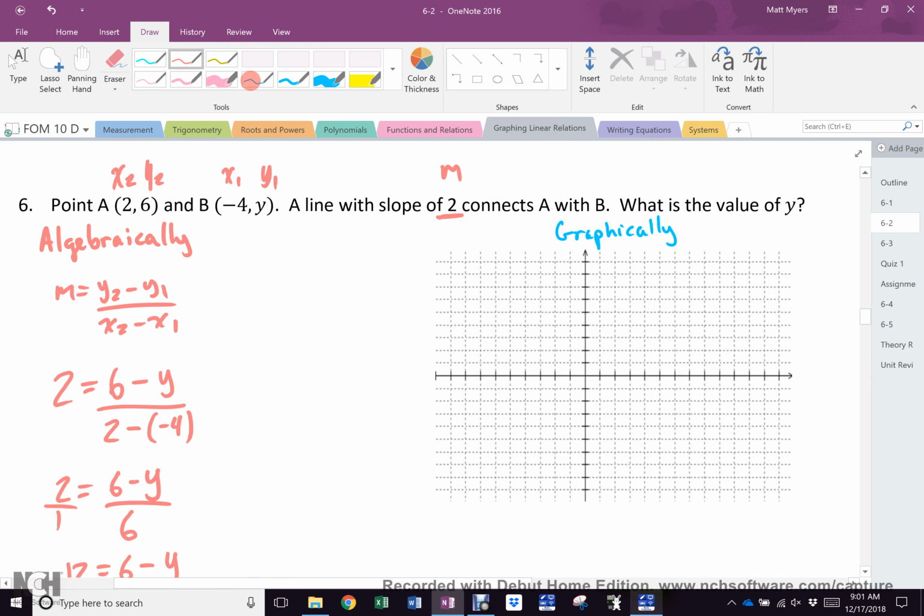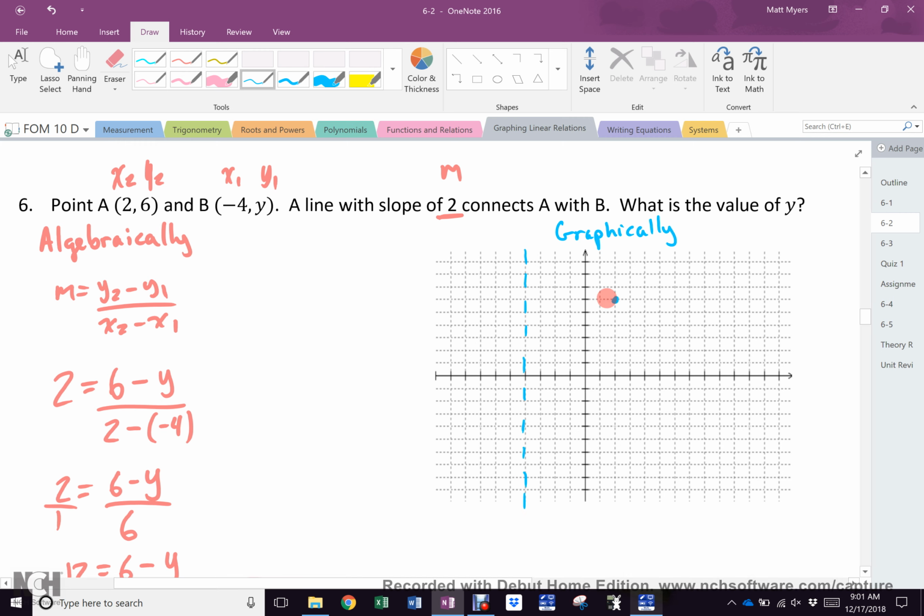Which of these points, A or B, can I put on a graph right now? A. Somebody take me there. 2 to the right and 1, 2, 3, 4, 5, 6. Agreed? Yeah. Okay. What is the only thing I know about point B? That the x is -4. It has to be somewhere on this -4 line, doesn't it? Everybody agree?